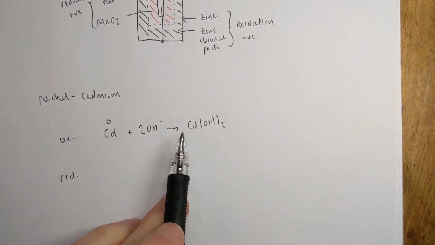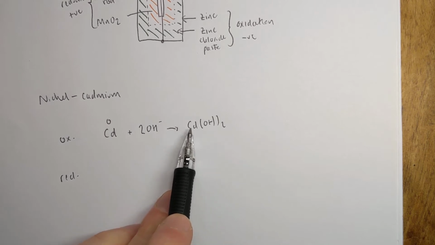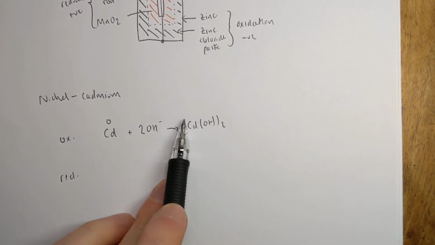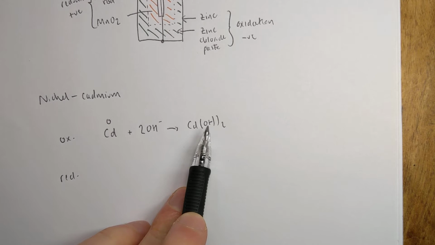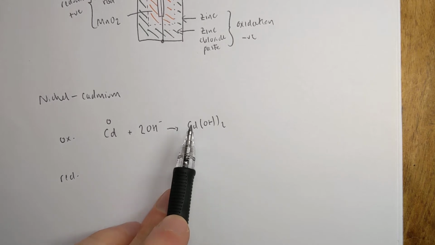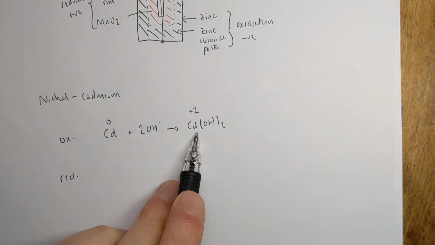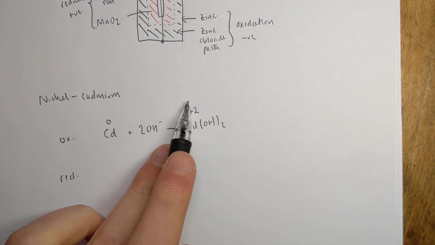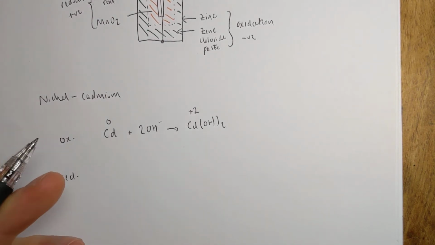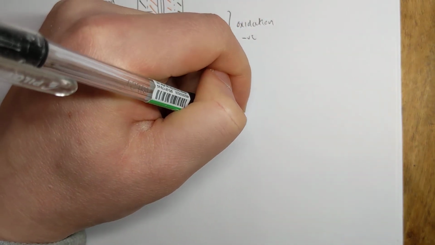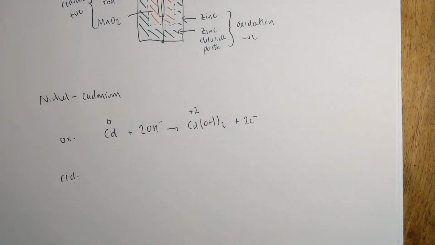However, if it finds itself in an ionic compound now, that must therefore have a charge because it's neutral overall. Two hydroxides gives two minus charges, therefore the cadmium must have a +2 charge now. The only way it can get a +2 charge, or an oxidation state of +2, is by losing two electrons. So the two electrons go on the right hand side, and that represents an oxidation half equation.